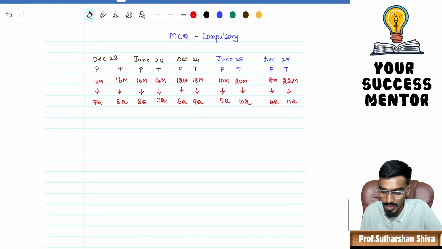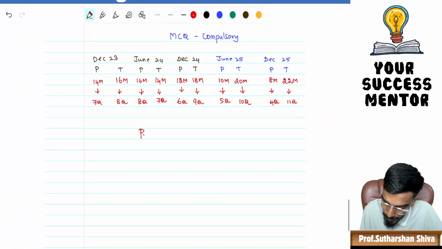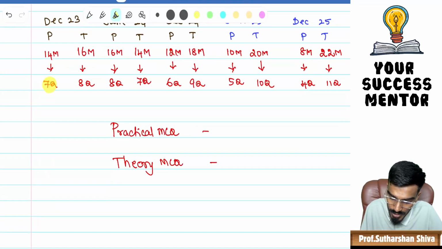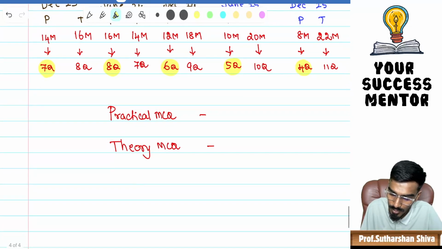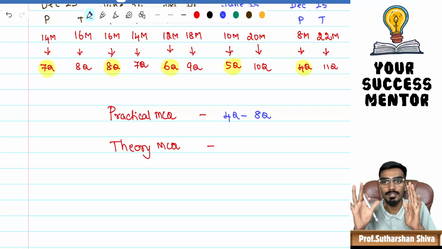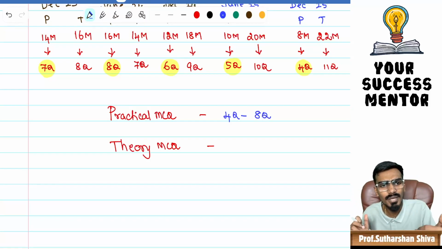So what is the conclusion we can have? Practical MCQ, theory MCQ. From practical MCQ, what is the minimum? 7, 8, 6, 5, 4. Minimum 4. What is the analysis? Minimum 4 to maximum 8. This was the range. For your attempt, maybe 10 questions is also possible. Don't think the same thing is going to happen.